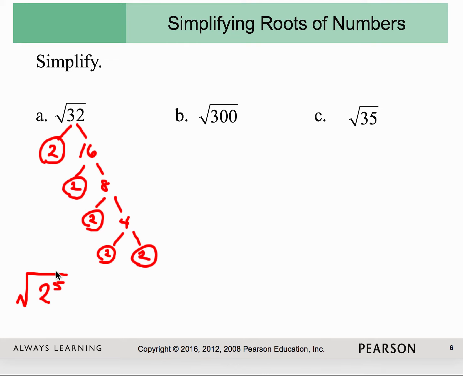Okay, now I've got a 2 here. So my question is, how many times does 2 go into 5? It goes in 2 times. I can take 2 out, but there's 1 left over. The ones we've done before went evenly, but I can have a remainder. It's just that part remains under the radical.